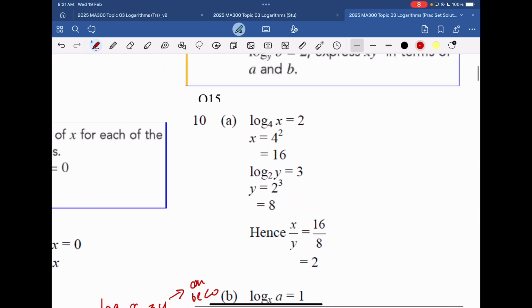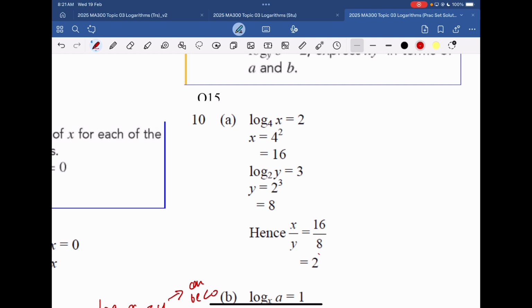10a. I go to 10a. The answer is 2. If you never got 2, can you just do correction? If you got 2, good for you.